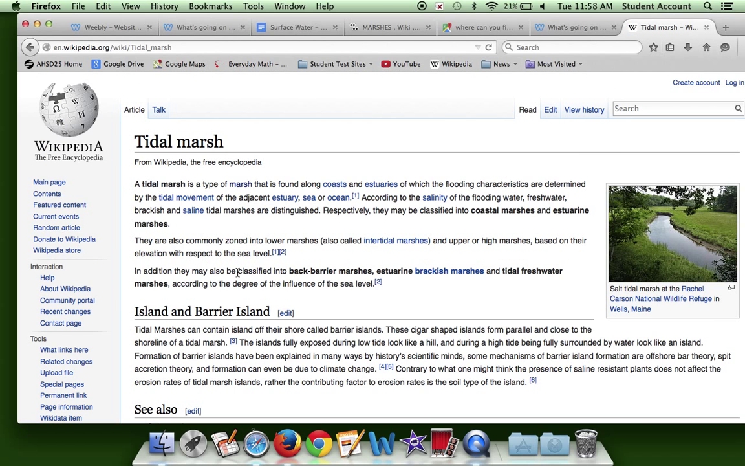I read it, and it says that it is found along coasts and estuaries, where flooding characteristics are determined by the tidal movement of the adjacent estuary, sea, or ocean. According to the salinity of the flooding water, freshwater, brackish, and saline tidal marshes are distinguished. Respectively, they may be classified into coastal marshes and estuarine marshes. So that's those ones.